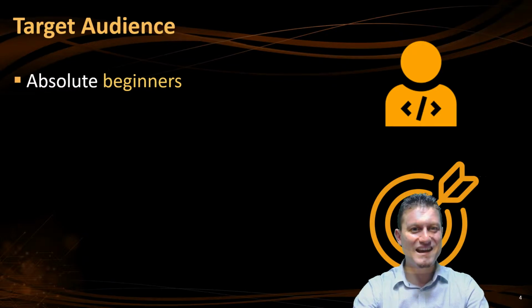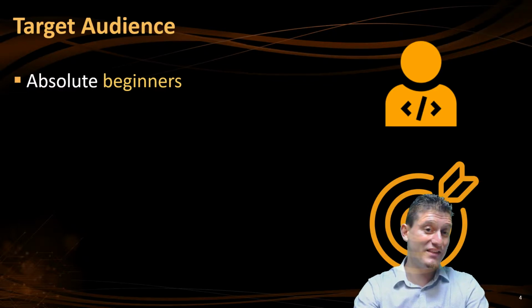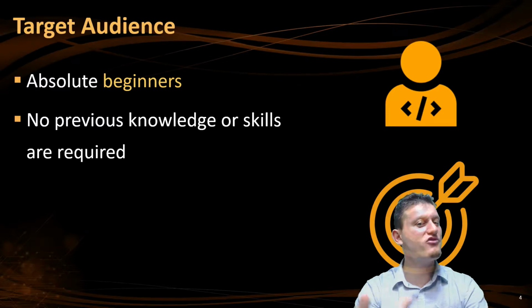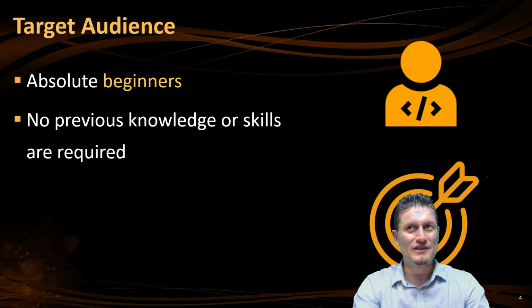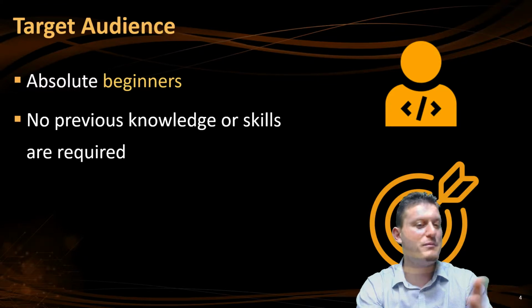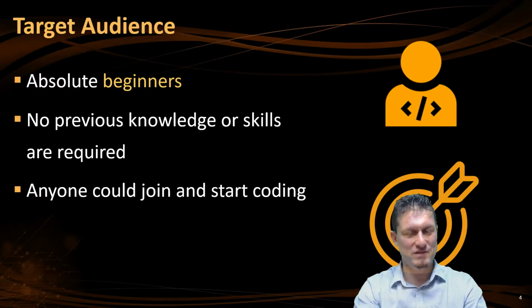So the target audience for this training is absolute beginners, people who take the keyboard for the first time. It's nice to have the skills to write your name on the keyboard, but there is nothing else required. No previous knowledge, no previous skills are required. This course targets absolute beginners, people who are just starting to touch programming code for the first time, who don't know what a variable or loop or array is. So anyone can join and start coding.